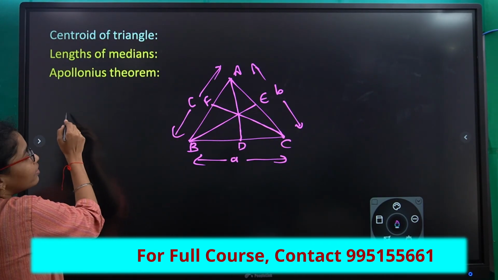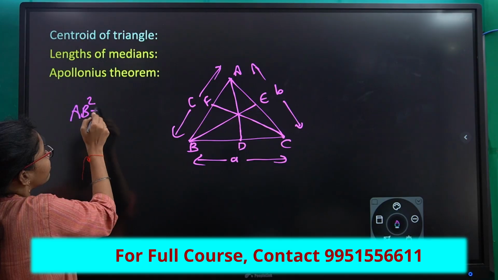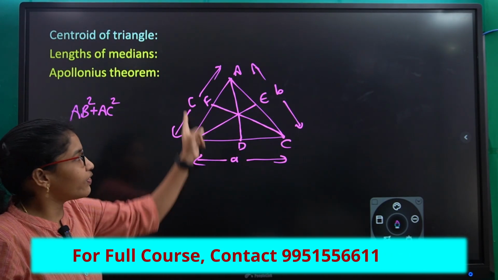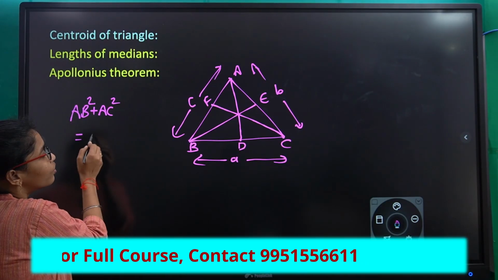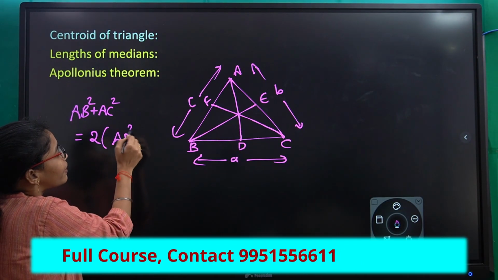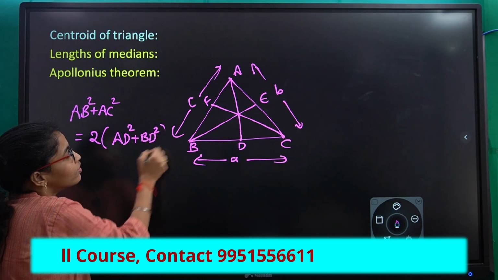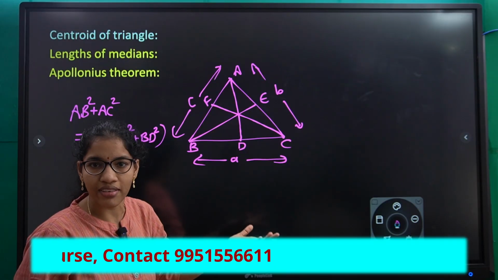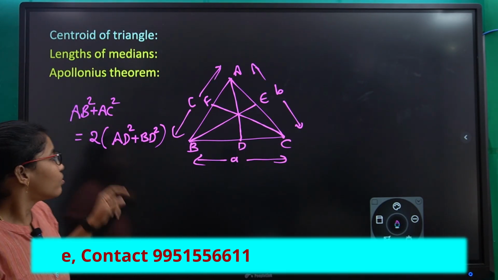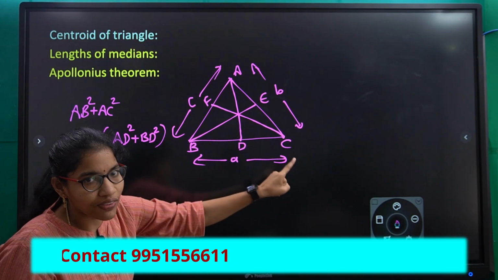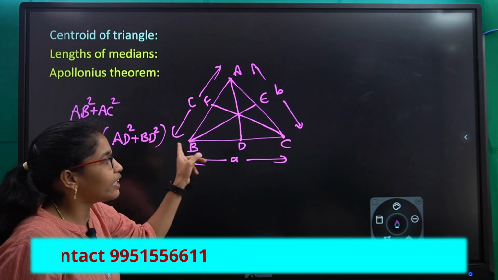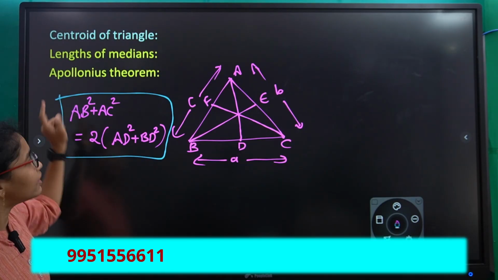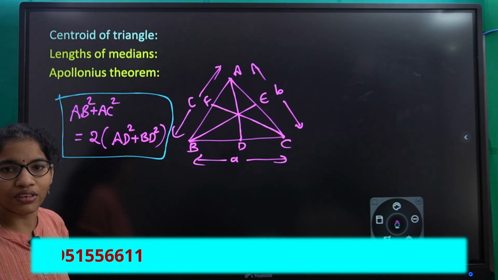So here AB square plus AC square. So from A, if you want to take from A, AB square plus AC square, which is equals to twice of AD square plus BD square. Clear? Otherwise we can take twice of AD square plus DC square. Both are same because D is the midpoint, right? So here AB square plus AC square equals twice of AD square plus BD square. This relation gives the Apollonius theorem. This derivation is called the Apollonius theorem, right?